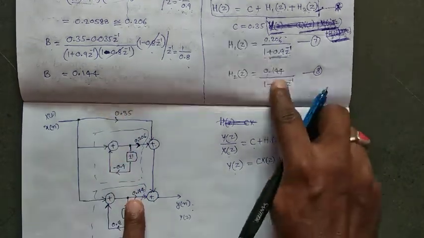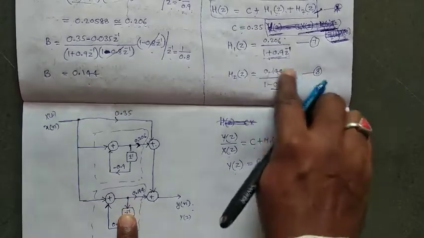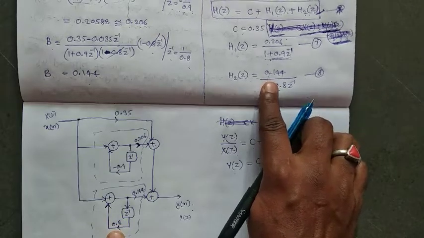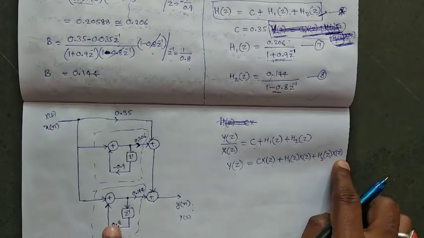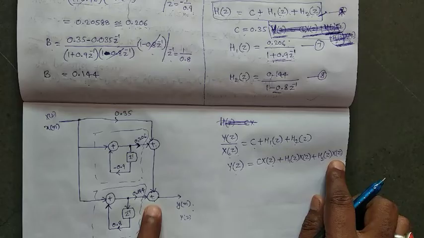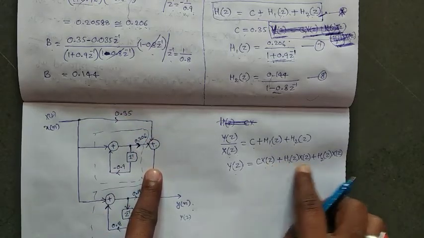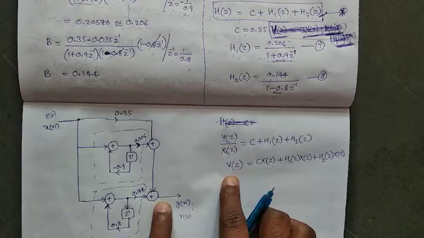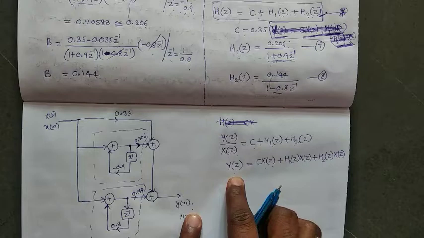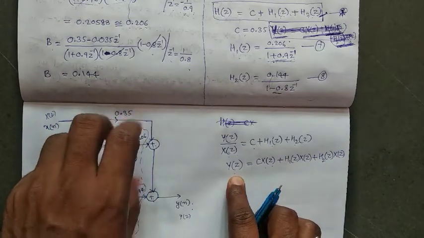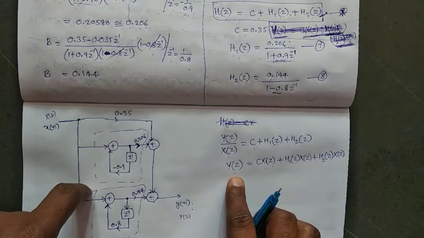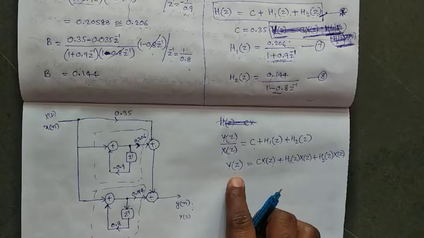Similarly, we are realizing H2 of z by direct form 2 realization. This is the direct form 2 realization of H2 of z. It is multiplied with X of z, and it is added with the previous two terms. Here it produces an output Y of z or Y of n. Input is X of n, output is Y of n. This is the parallel form realization of the given digital filter given in difference equation.